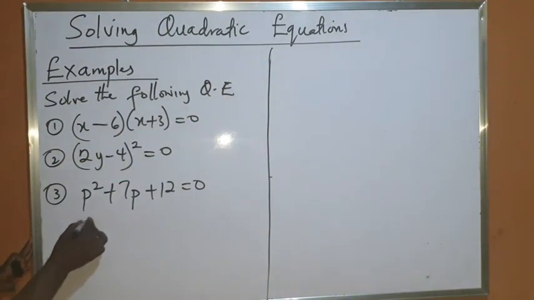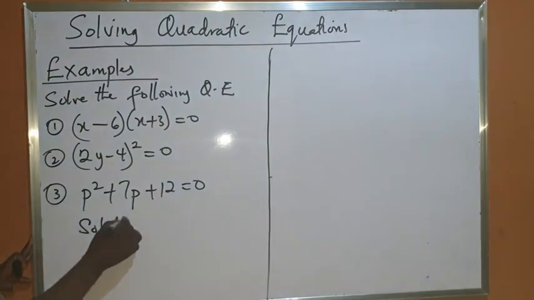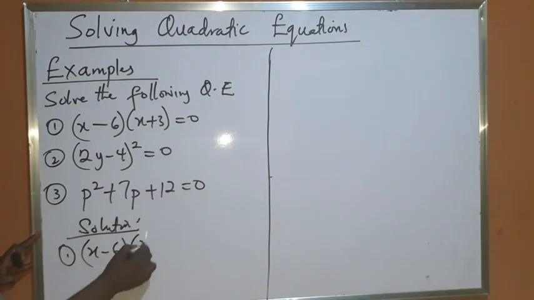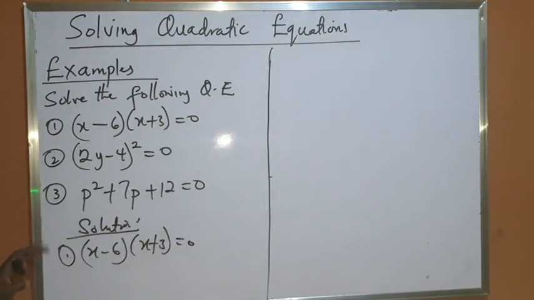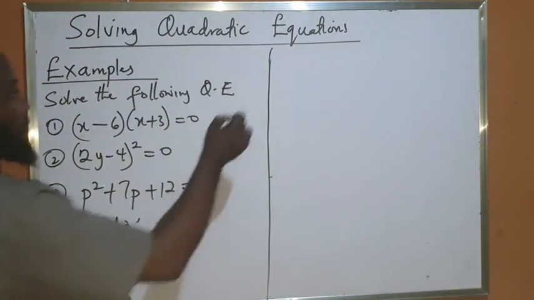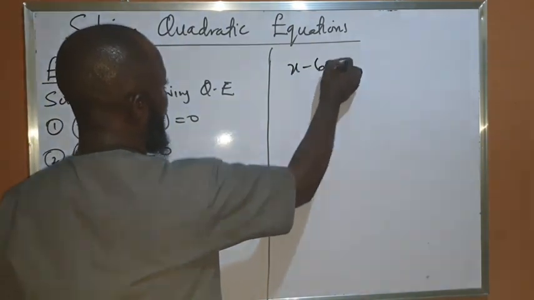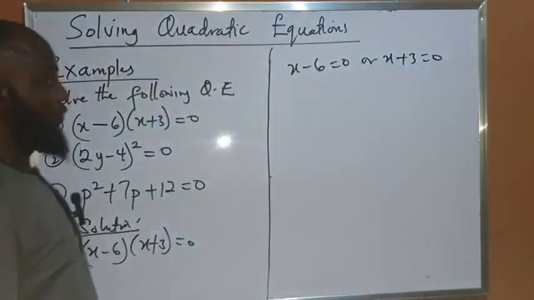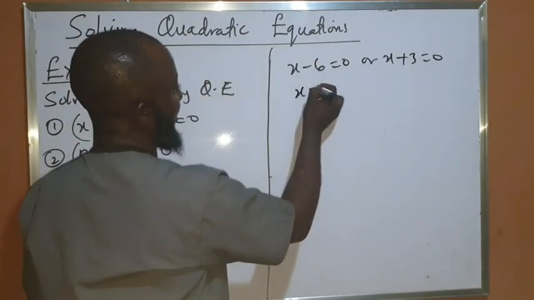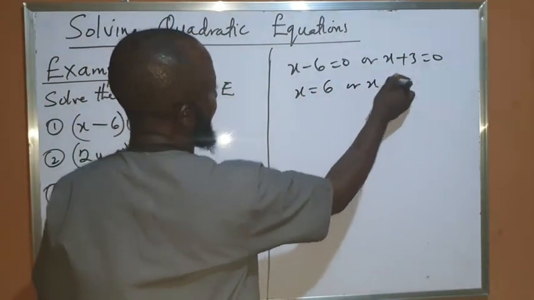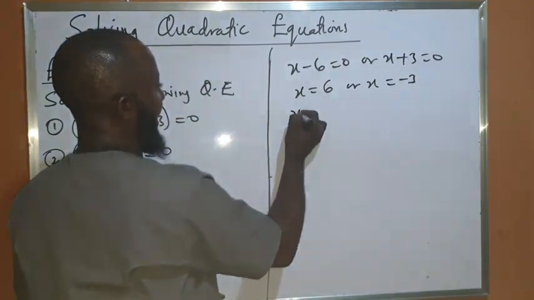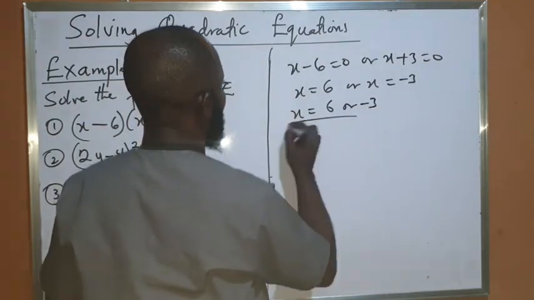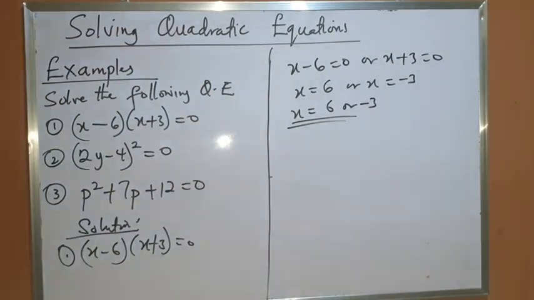The first one we have here: how do we solve this one? We have (x minus 6)(x plus 3) equals 0. This is the simplest one. What this means is that x minus 6 equals 0 or x plus 3 equals 0. From here, we can have x equals 6 or x equals minus 3. So that is the answer: x is equal to 6 or minus 3. That's how to solve this, and it is very clear.